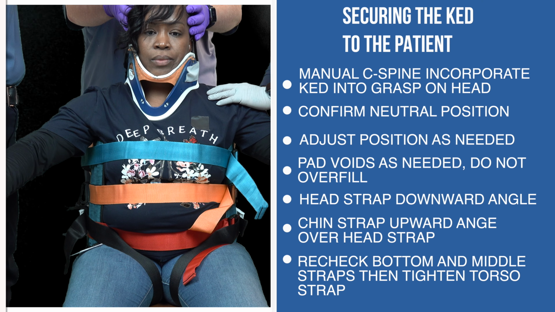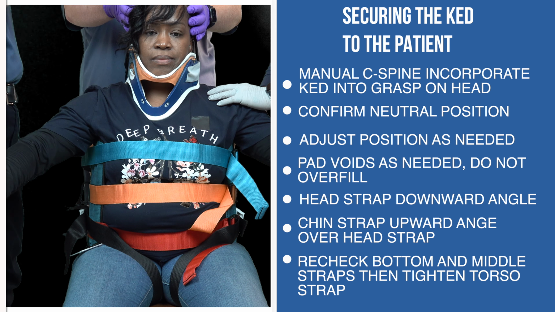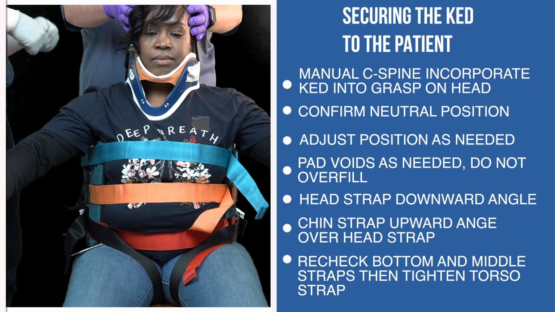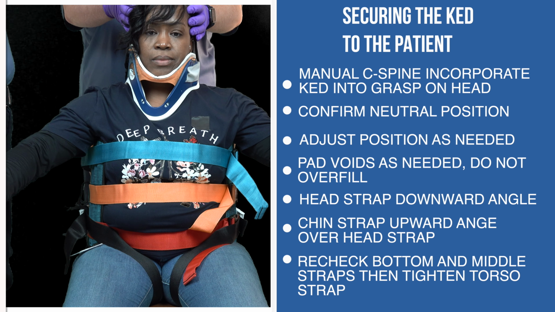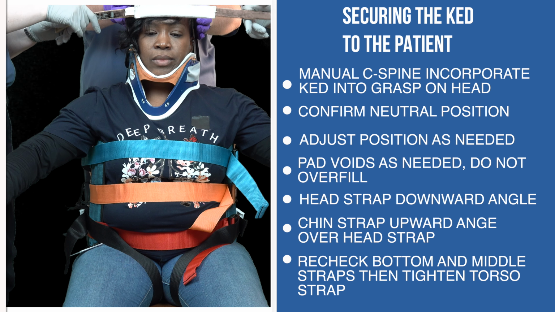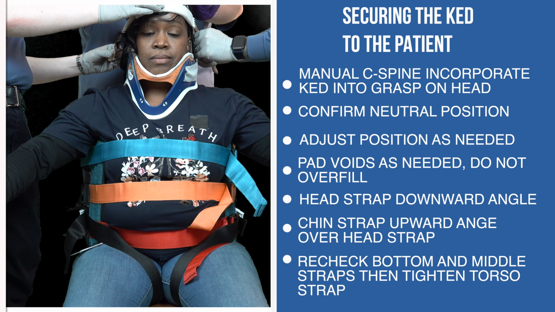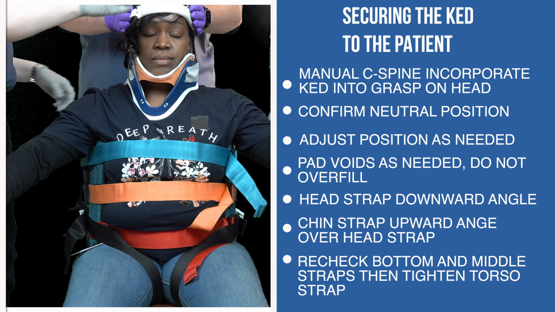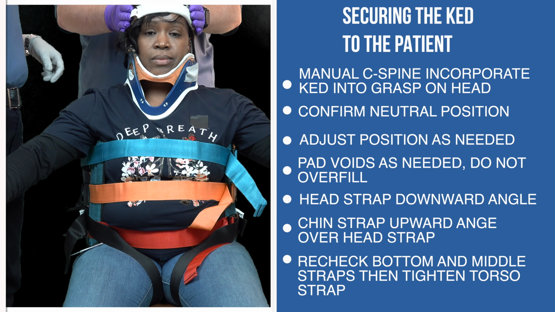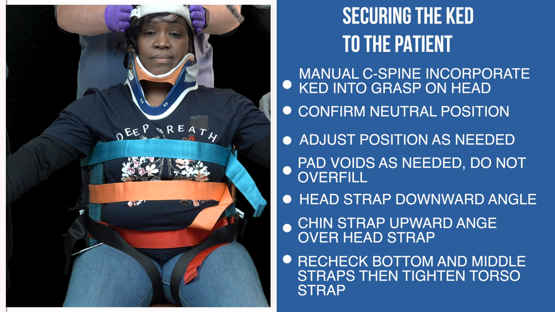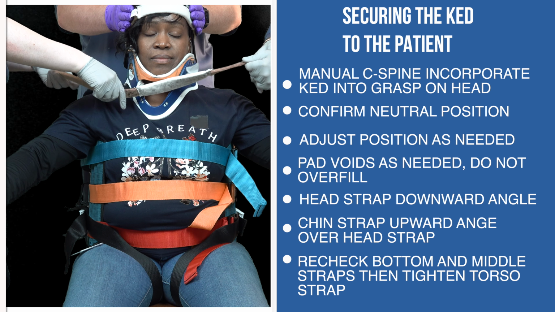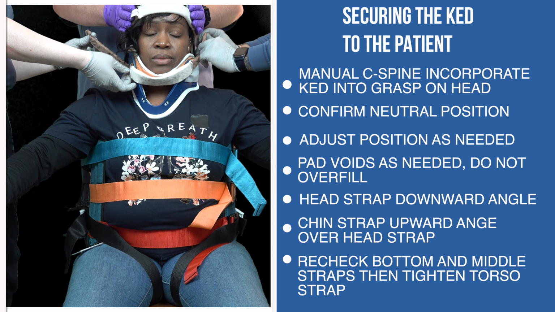Pad the existing void between the patient's head and neck and the back of the KED. Be careful not to over-pad, as this can create voids instead of filling them. In unison, secure the patient's head to the KED with the provided straps. The forehead strap should be applied first and secured at a downward angle. The chin strap should be secured by crossing over the forehead strap at an upward angle.